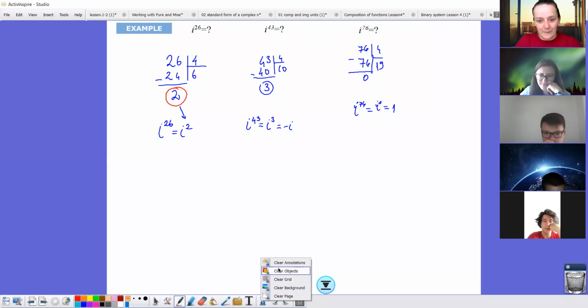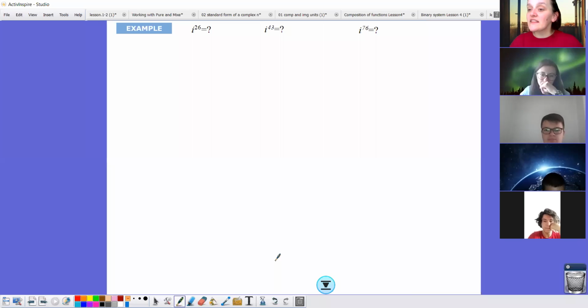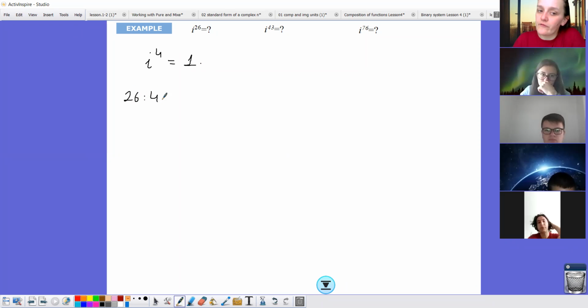What am I talking about? Now we said that in every 4th power, it repeats itself. So what am I trying to find here? I'm trying to find the 4th power first. For example, i to the power of 4, because i to the power of 4 is 1. So how will I do it? I will check 26 divided by 4.